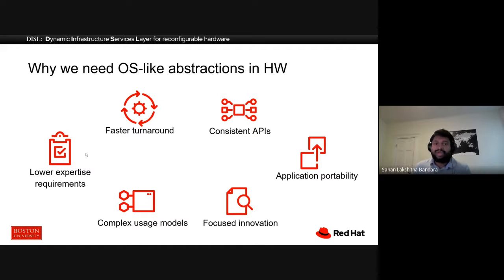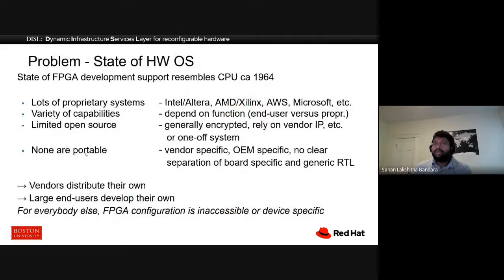We propose CPU-like operating system abstractions to overcome these difficulties and to get faster turnaround times, enable more focused innovation, improve application portability, and lower the expertise requirements. So the current state of hardware operating systems for FPGA development is that there are a lot of proprietary systems with varying capabilities. There are limited open source options, and none are portable due to not having a clear separation between device specific and generic code. So the FPGA vendors distribute their own systems, large end users develop their own, but for everyone else, FPGA configuration is inaccessible or very device specific.